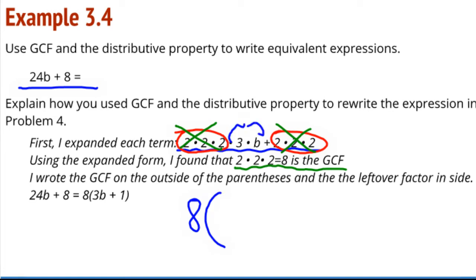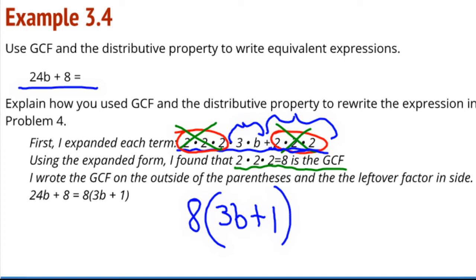And of this term, what I have left is a 3 times b. And on this term over here, I've got nothing. So the question is, what am I going to do? Well, I know that there was actually an 8 here, and so somehow I have to have something to show that there was something there. So I'm going to put a 1 there. We're going to talk about that in a minute.